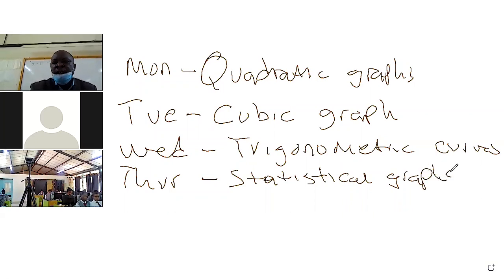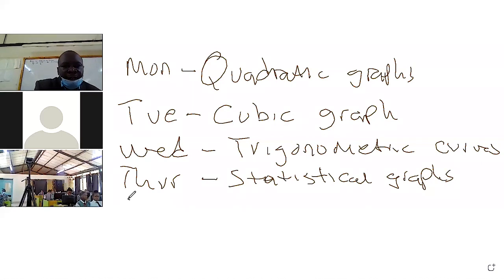In statistical graphs, we've got a variety of them. Starting from Form 2, whereby we've got the histogram, frequency polygon, and then you move to Form 4, where you will have the ogive, where you determine the median, the quartiles, and all that. So statistical graphs on Thursday.